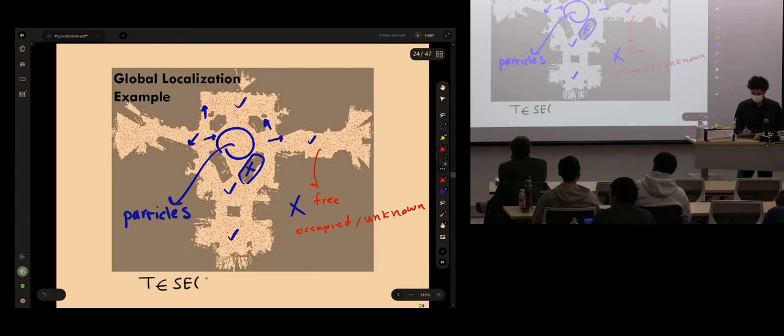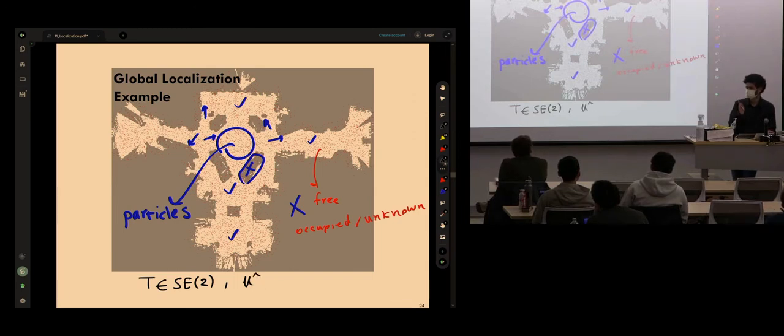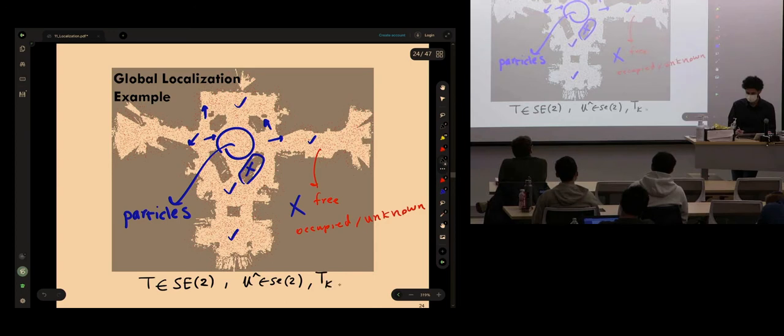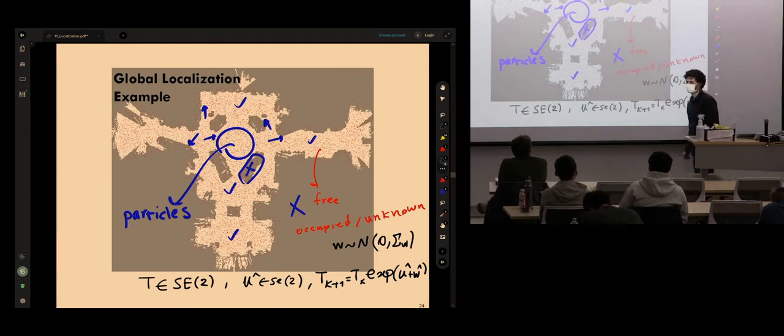imagine the pose is in SE2, and you read some velocity, which is the body velocity in the body frame, moving forward and turning, from your wheel encoder. This is in the Lie algebra. Then you can say that my motion model is like this. W is some zero mean white Gaussian noise. So there is noise that perturbs this input. Then you take the exponential map.